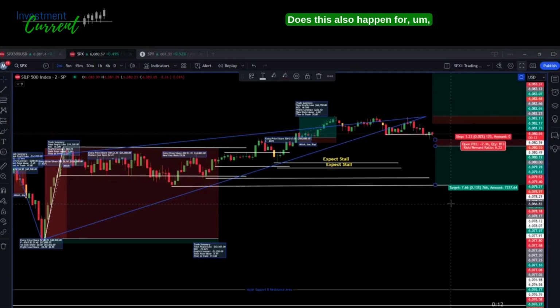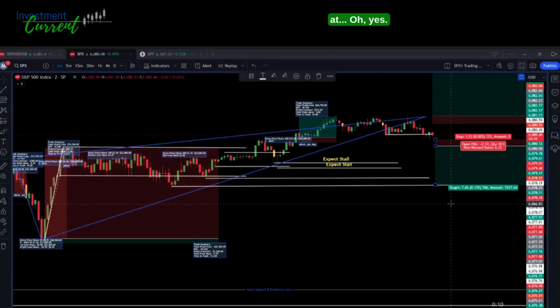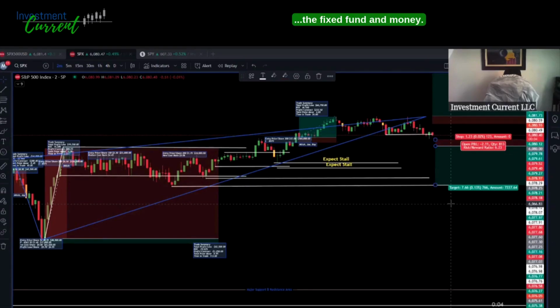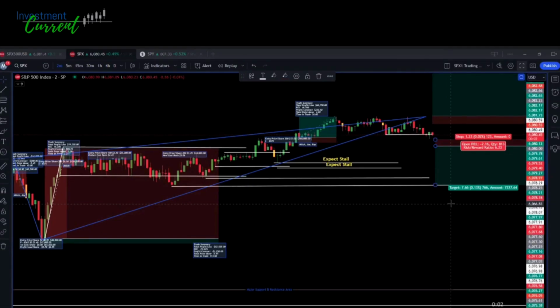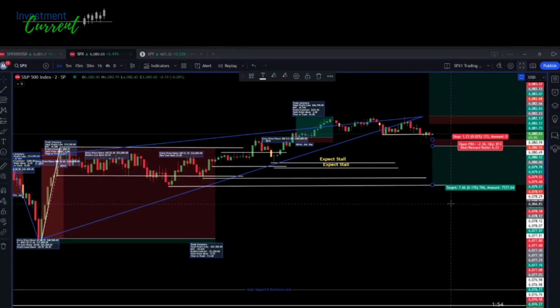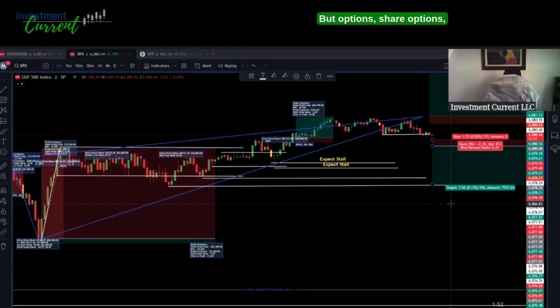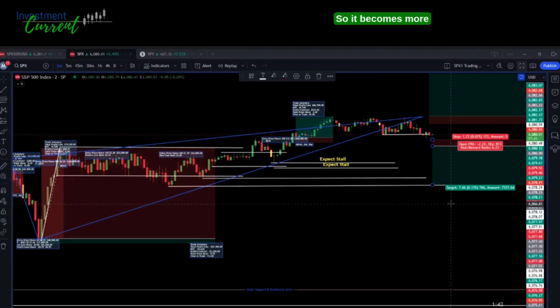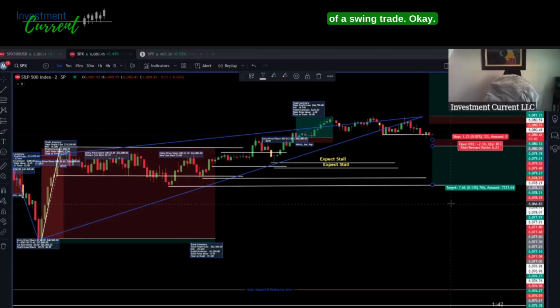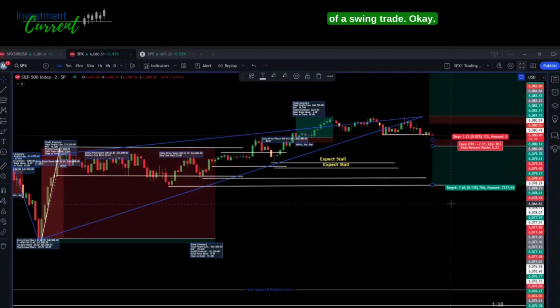Does this also happen for options on shares? That is, if they expire in the money? Oh, yeah. Yep. But share options don't typically have daily expirations. They typically have weekly expirations. Okay. So it becomes more of a swing trade. Okay. Uh-huh.